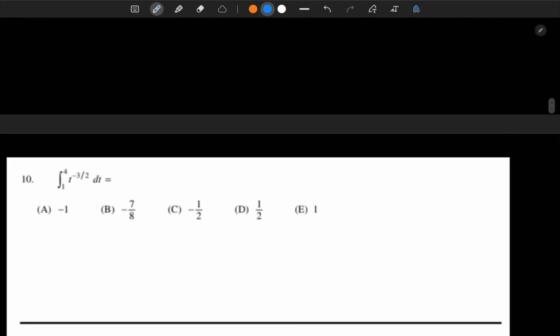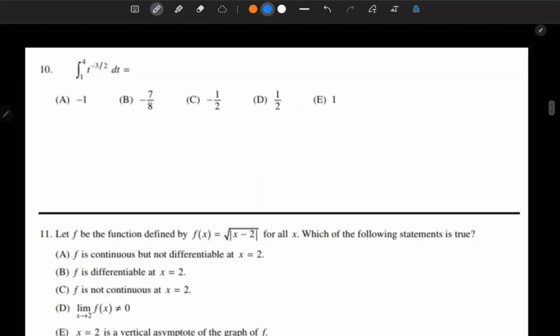Moving on, consider the following integral. We wish to just compute this integral. To do this, we can take the integral of t to the negative 3 over 2. When we do this, we get negative 2 times t to the negative 1/2, and we evaluate this from 1 to 4.